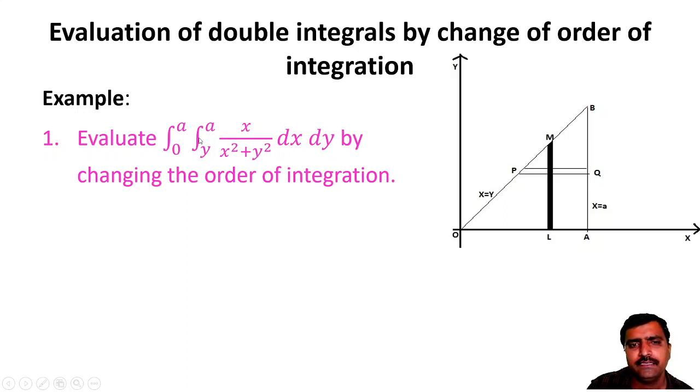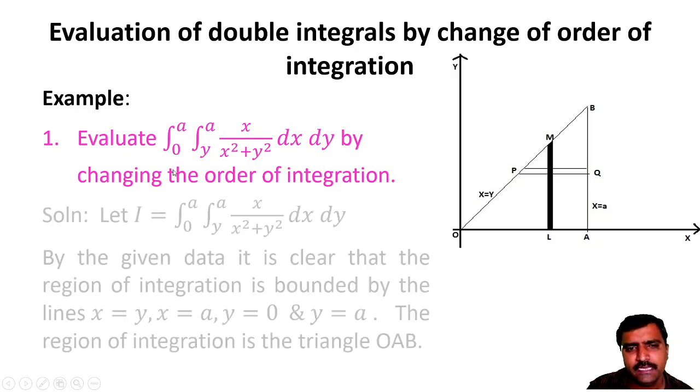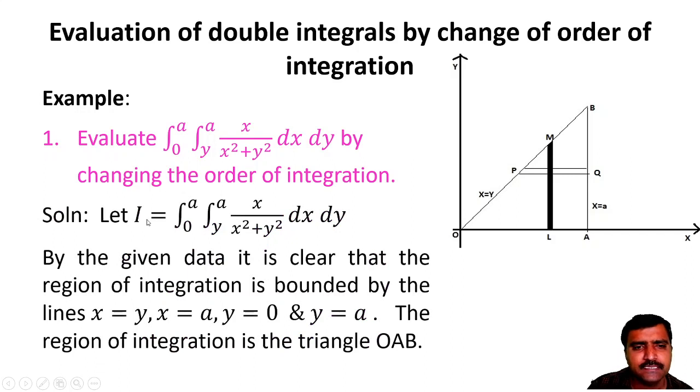This is the limits of x, that is x is equal to y to x is equal to a, and this is the limits of y, y is equal to 0 to y is equal to a. Take this integral as I is equal to the integral from 0 to a, y to a, of x by x square plus y square, dx dy. The boundary of the integration is x is equal to y to x is equal to a, y is equal to 0 to y is equal to a.